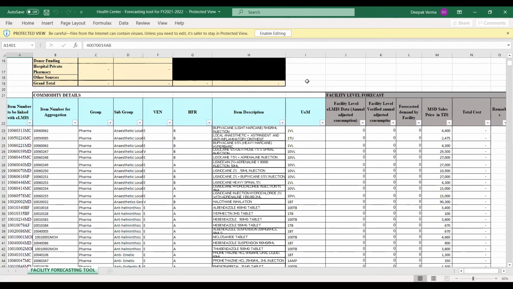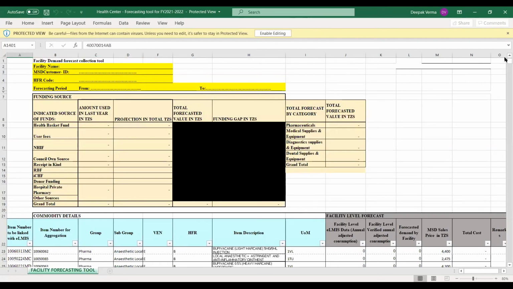Okay. We have column J, which needed to be filled by the facility. Then we have column K, which needed to be filled by the facility after validating with the other tools, despite the data from ELMIS. Then we have column L, which has the demand forecast of the facility. This is the quantity that a facility will request for the next year.